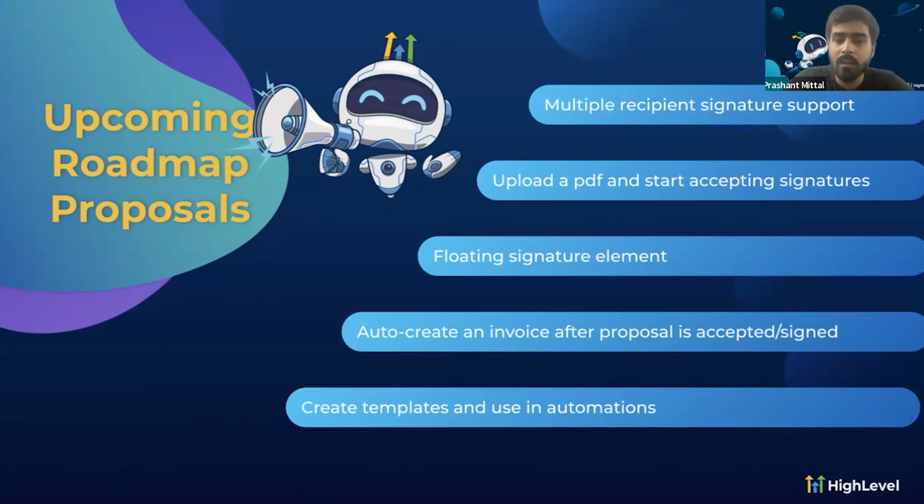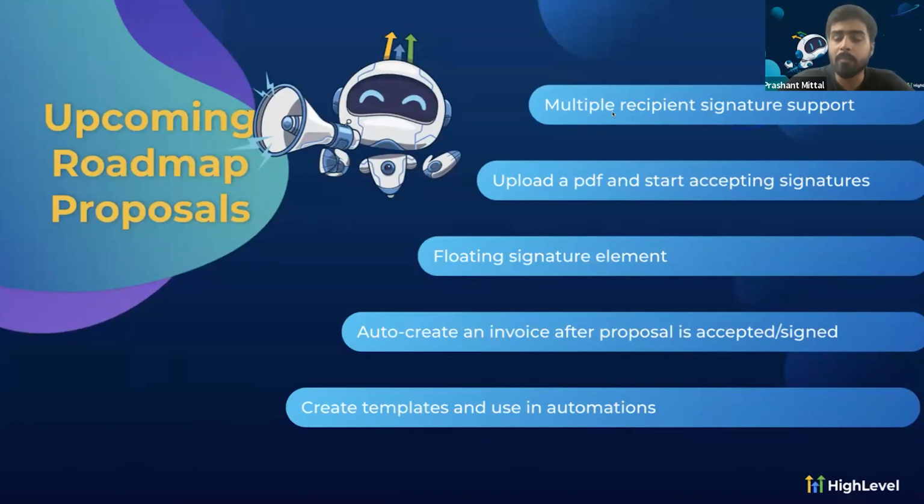So these are the updates that we have quickly made after the release of the proposals and estimates feature. Now, a couple of upcoming items that we are currently working on. Firstly, multiple recipient signature support. This is one of the crucial feedbacks that we got, and we anticipated it coming as well, and we are already actively working on it. I would say that this is in the technical planning phase as of now, and should potentially be seen in action by the end of this month or towards early next month for sure.